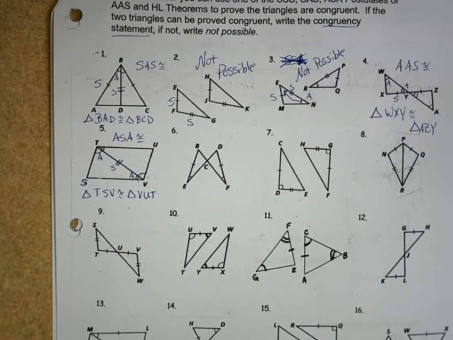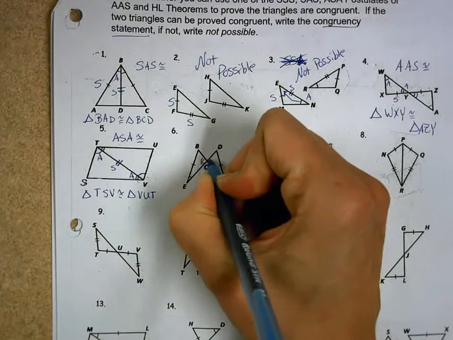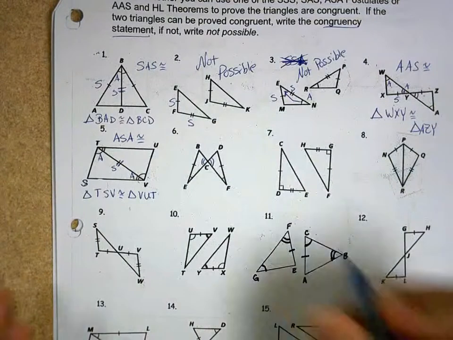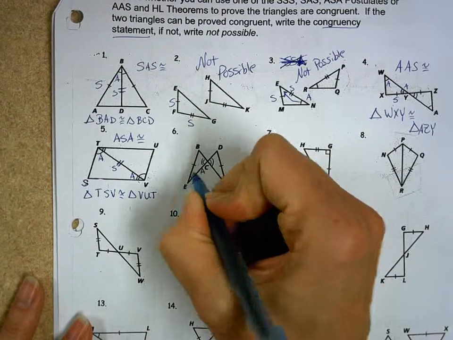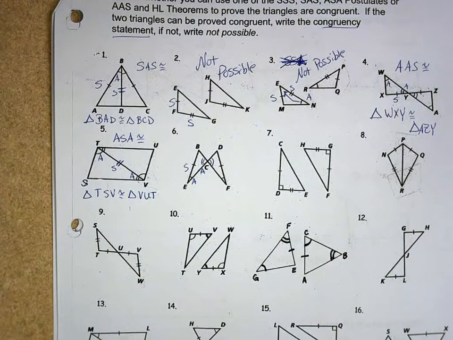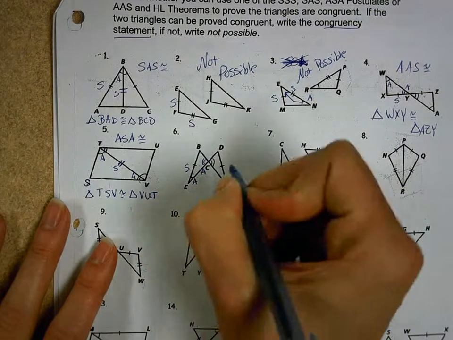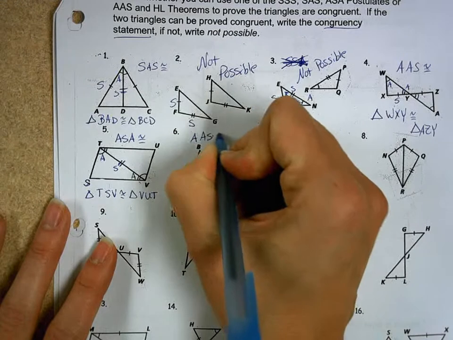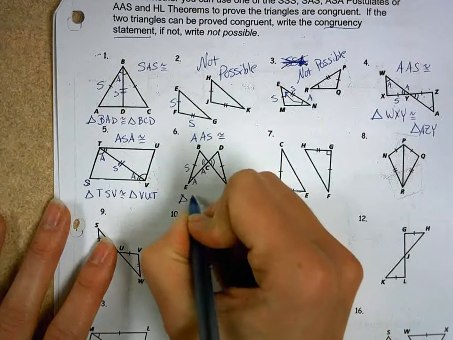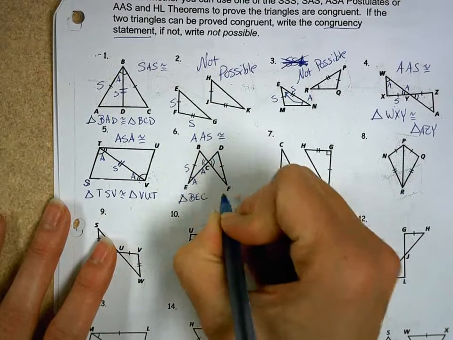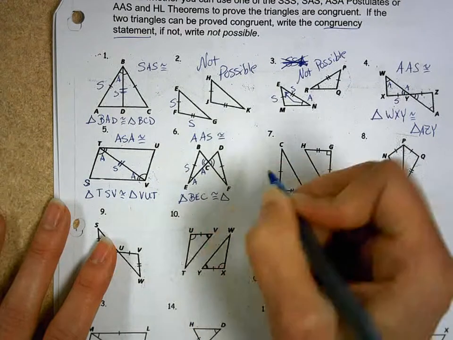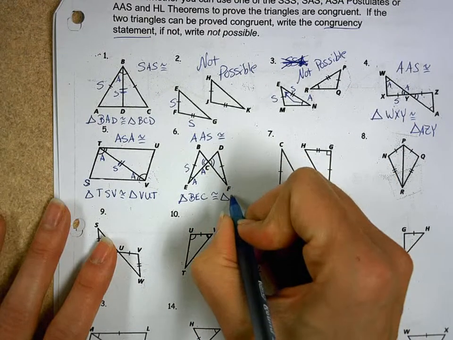Alright, how about 6? Well, once again, I love this. Our vertical angles help us out. And that gives us angle, angle, side. Or if you said side, angle, angle, that means the same thing. So just go ahead and use that one. So with this one, I have angle, angle, side congruence. My triangles are triangle BEC is congruent to triangle DFC.